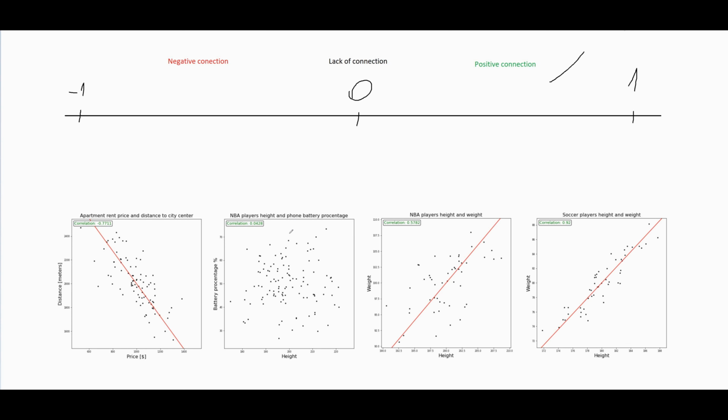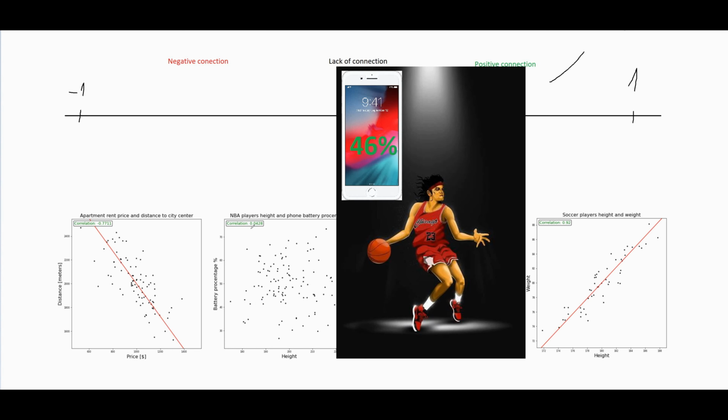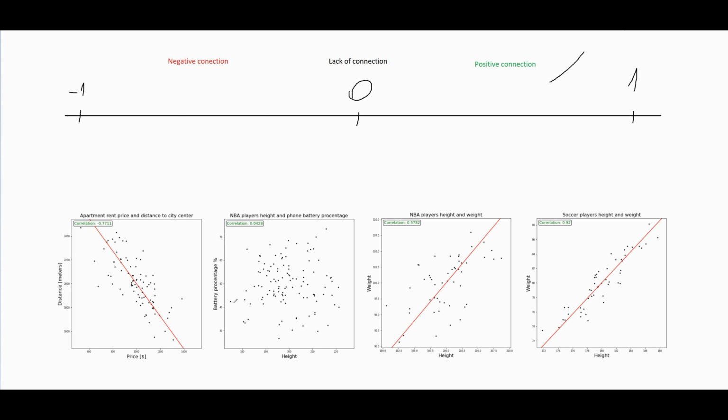Here we have an example of no correlation. NBA players' height and phone battery percentage. What does that even mean? How could those two things be connected? Like, height doesn't really have anything to do with phone battery percentage. So Michael Jordan would have 46% of battery in his iPhone. And we can see that the dots are everywhere. We can even draw this red line, the line of trend, and the dots don't have a trend. So the correlation is 0 because we see a lack of connection. There is no connection between those two variables.